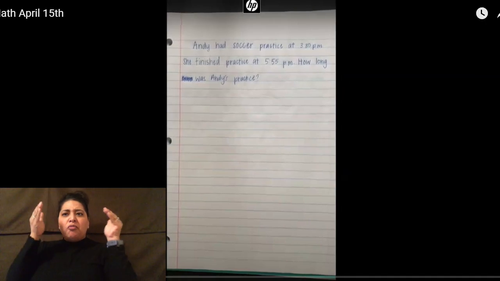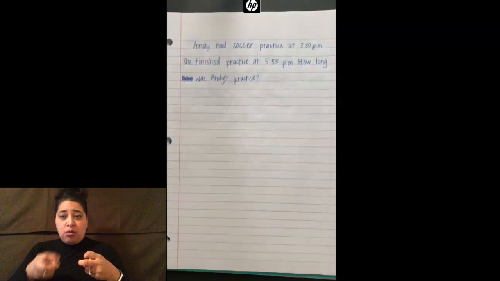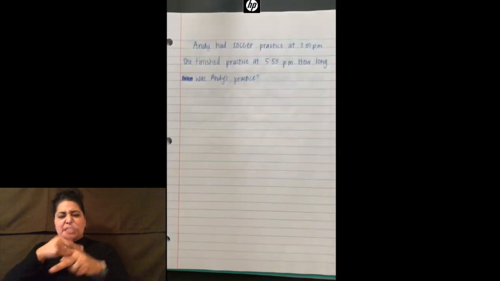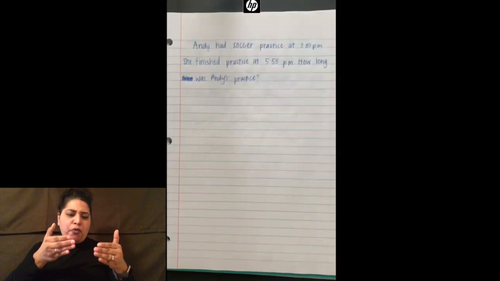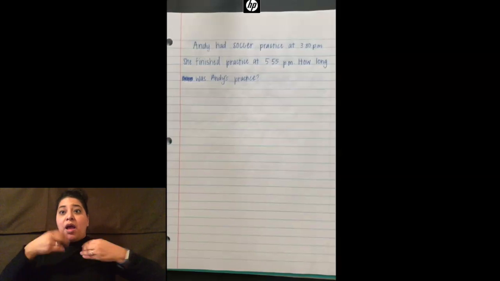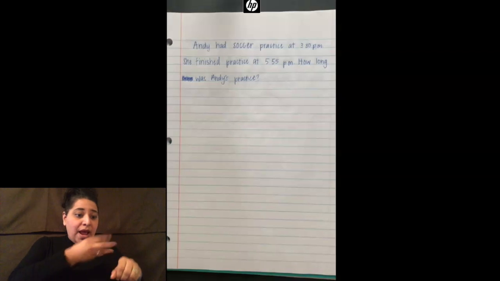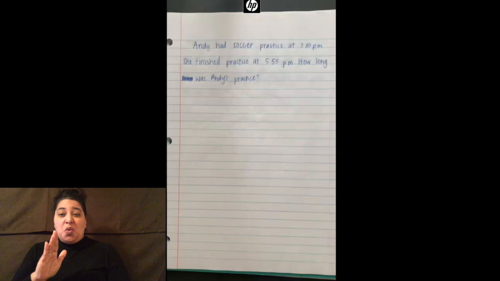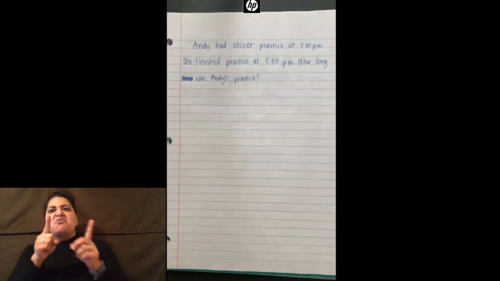All right, boys and girls, so today we're going to take a look at a couple word problems that go along with elapsed time. These type of word problems that we're going to be learning for the next 3 days are problems where we have a beginning and an end time, but we don't know the amount of time that passes in between.